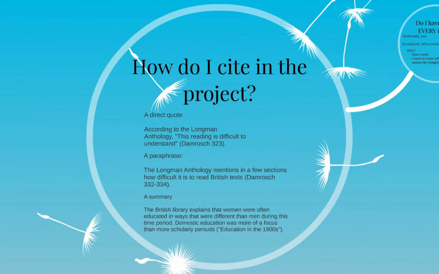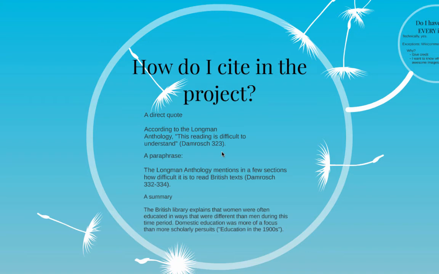So the ways in which you should cite in your project are for things like a direct quote. For instance, if you said, according to the Longman Anthology, quote, this reading is difficult to understand, close quote, you would simply insert your author's last name and the page number at the end of the direct quote. The same for critical articles. If you are struggling to find an author's last name, an author's name and a title for your resource, it might not be the most academic of sources.